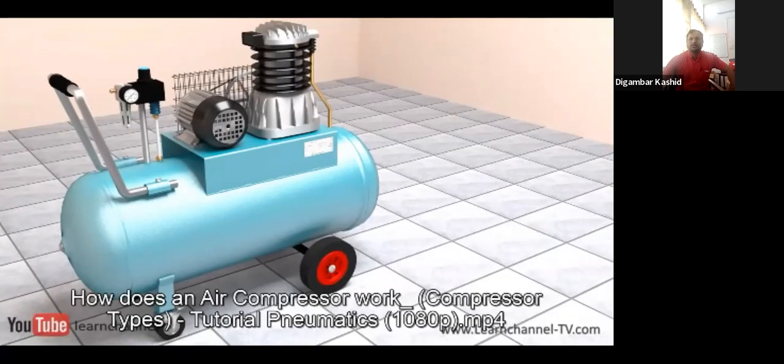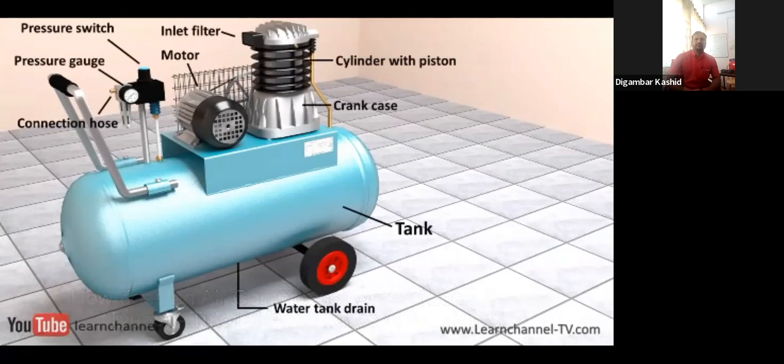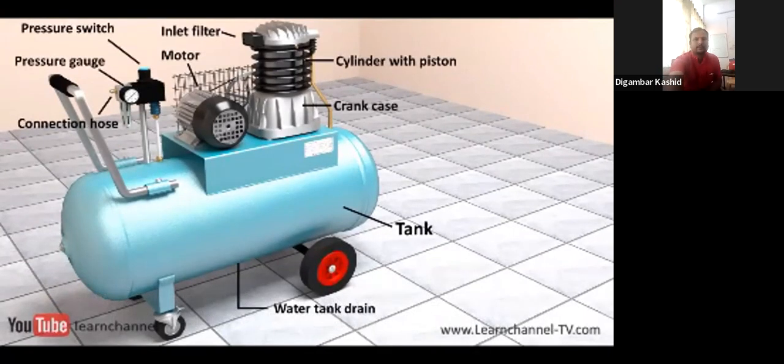This air compressor consists of an electric motor that compresses air into a storage tank. The compressed air can be released at chosen pressure when required. How does an air compressor work? What are the criteria for selecting a proper air compressor?